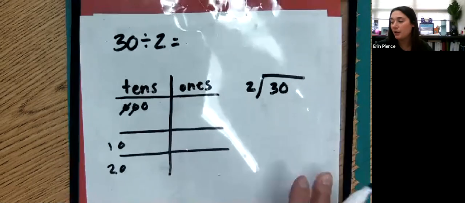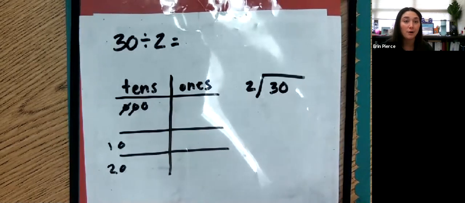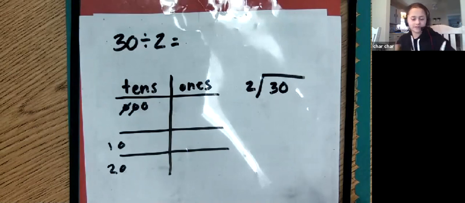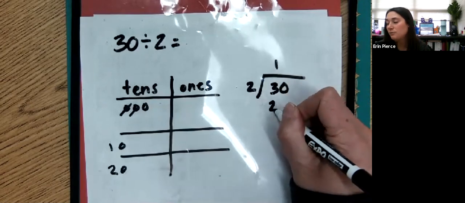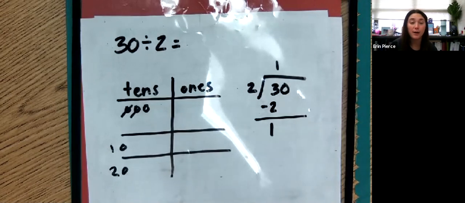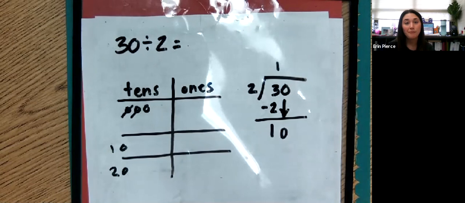How many am I going to put above the 3? 3 divided by 2 is, Charlotte? 1. So then 2 times 1 is 2. And I subtract and I get 1. That's the same as we had last time, right, guys? But now I have this 0 I have to pull down, which is where our picture takes us.